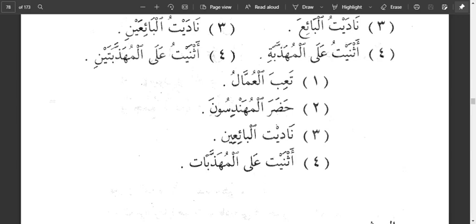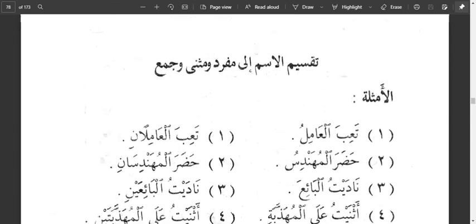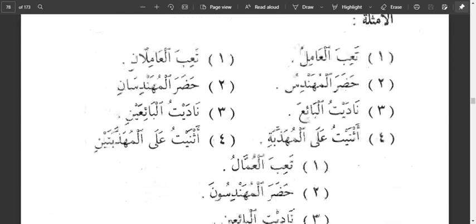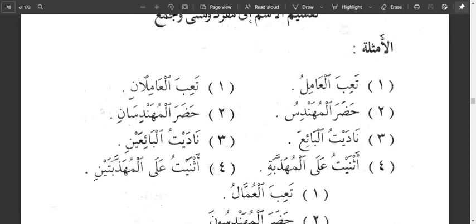So in the next class, class 68, we are going to be looking at taqsim al-jam'. So this is where we stop for now. Wassalamu alaikum wa rahmatullahi.